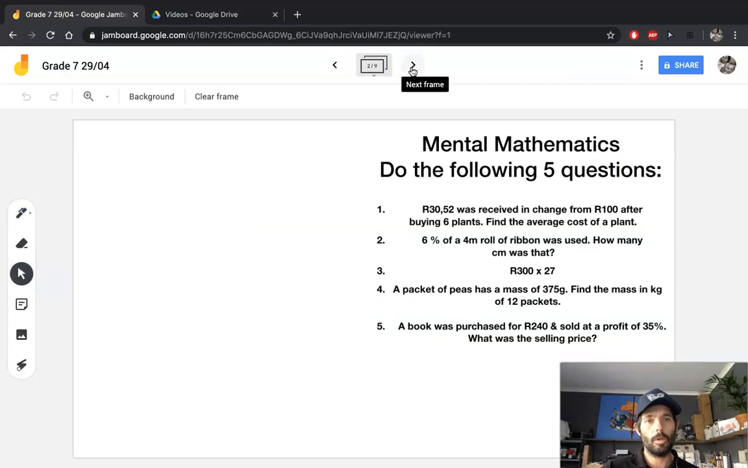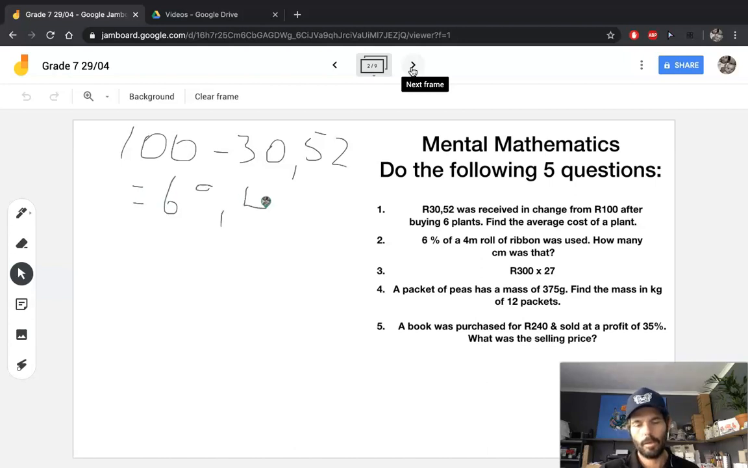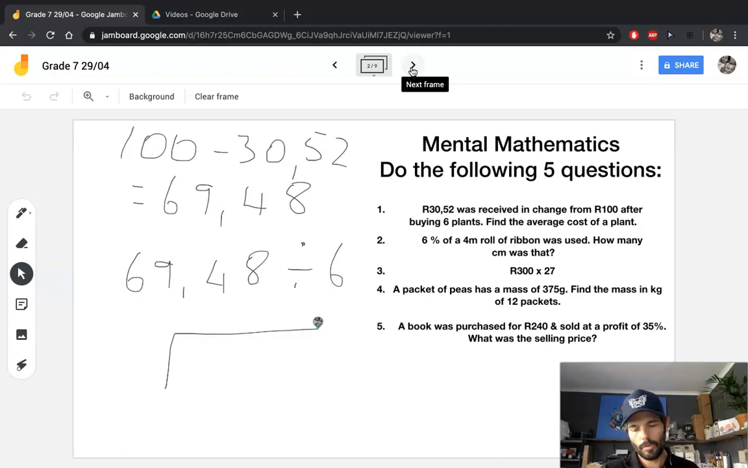You need to work out what is the cost involved. So I first need to subtract the 30 Rand and 52 cents from the 100 Rand, and that's going to give me 69 Rand 48. And now I need to divide that 69 Rand 48 by 6. Now we're dividing by a whole number, so that means you can do a straightforward short division question.